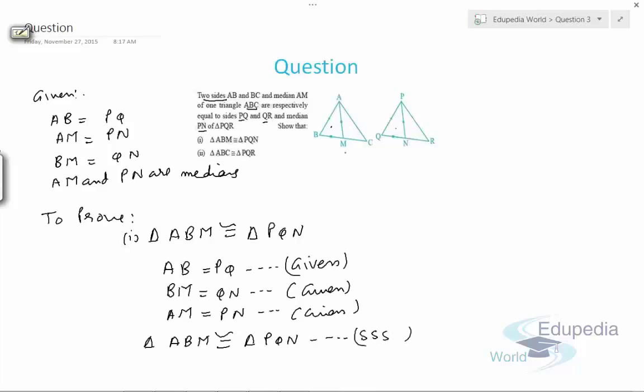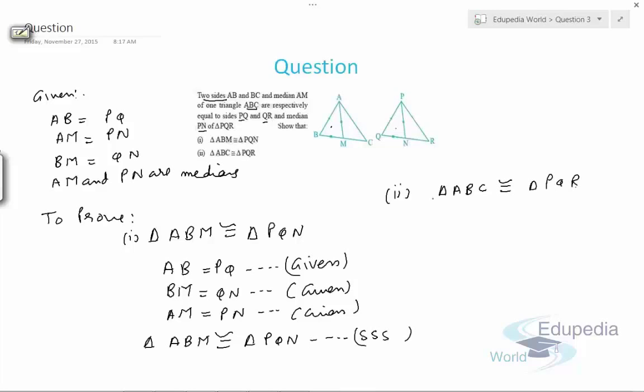Why? Because the three corresponding sides are equal. So these two triangles are congruent by SSS. This is how we can prove the first part. Now let's discuss the second part. The second part says that we need to prove that triangle ABC is congruent to triangle PQR.